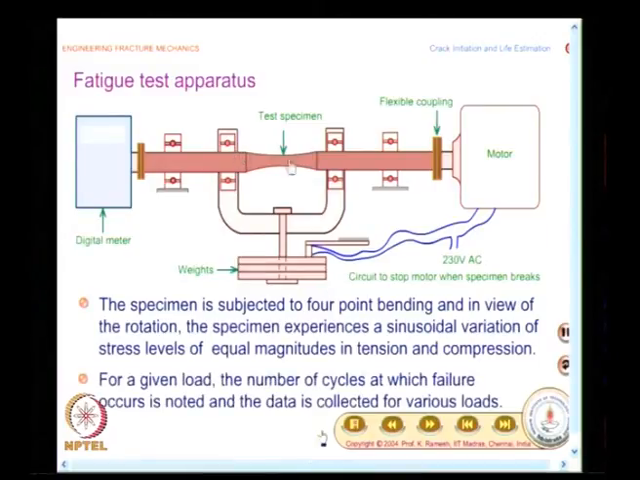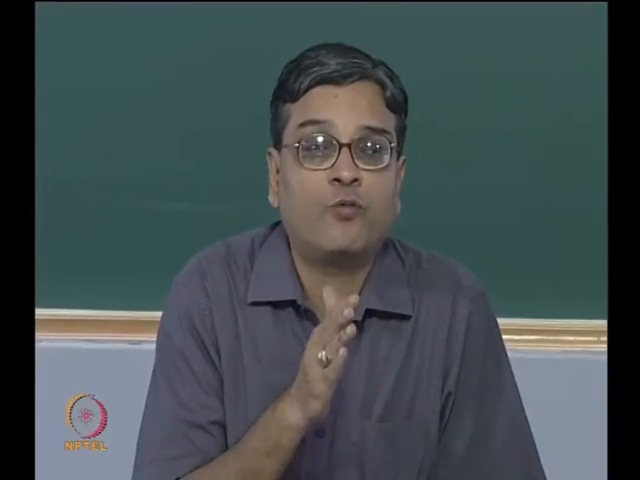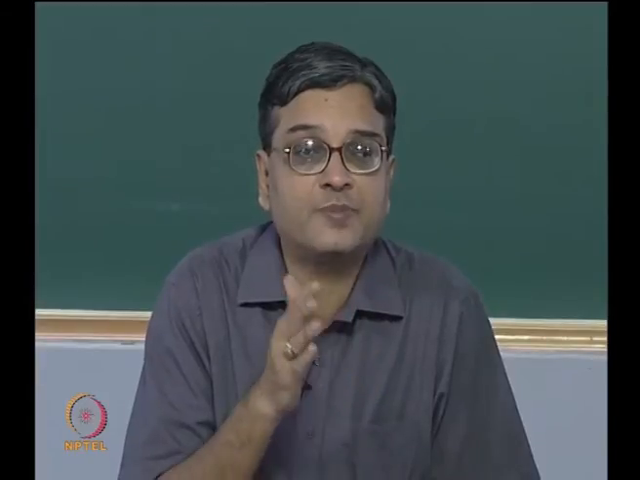You have a 4-point bend specimen, you apply the loads and you note down when the specimen breaks, what is the number of cycles. That is how even the circuit diagram is designed. You are only noting down at what value of cyclical stress and what is the number of cycles the specimen breaks. You are not monitoring what happens when you have a crack, how the crack proceeds and so on and so forth.